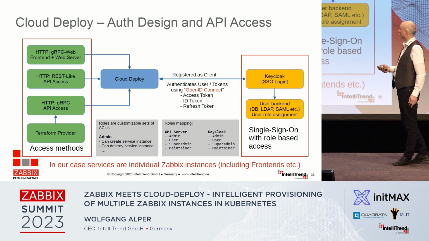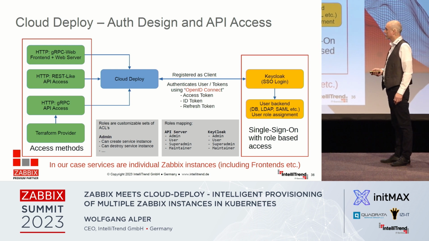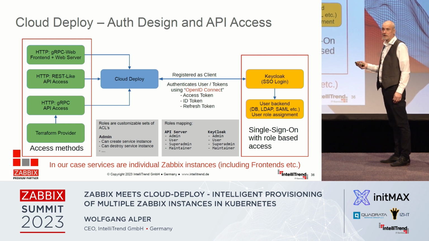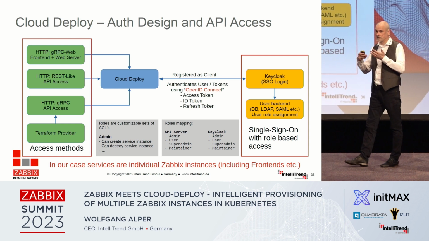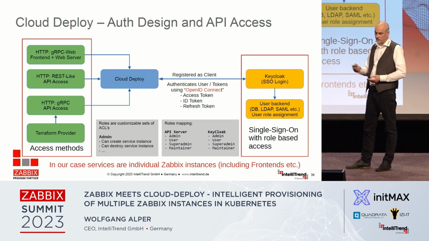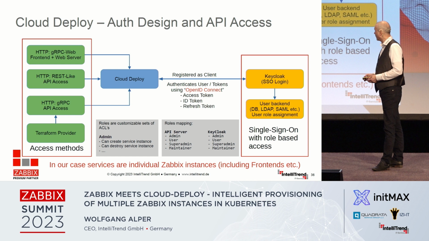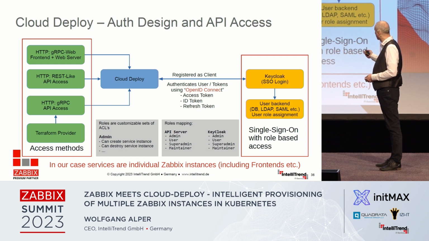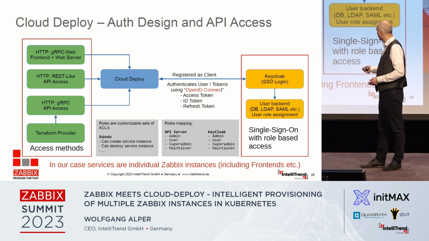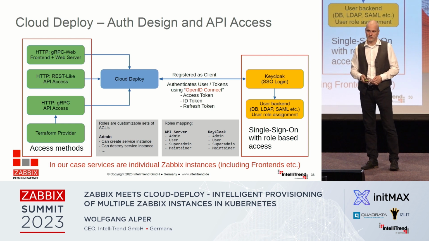So another point about Cloud Deploy is that it has a variety of access possibilities. We can access via a front end, we can access using APIs, and there's also a Terraform provider available, which I will show in a minute. And on the other hand, we can work with single sign-on identity providers, in this case, for example, Keycloak. It has role mappings available, but these are nifty details which are not so important right now.